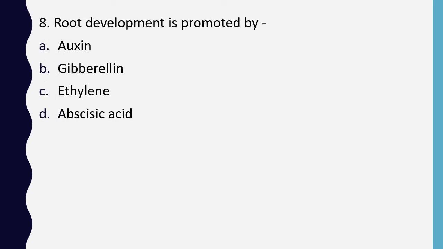Question number 8. Root development is promoted by auxin, gibberellin, ethylene, abscisic acid. Root development is promoted by. Correct answer is option A, auxin.